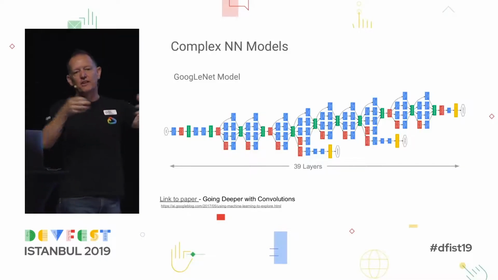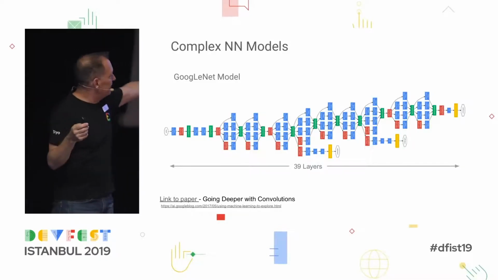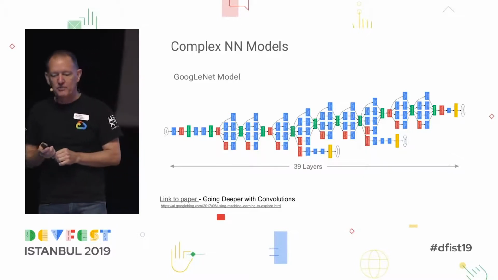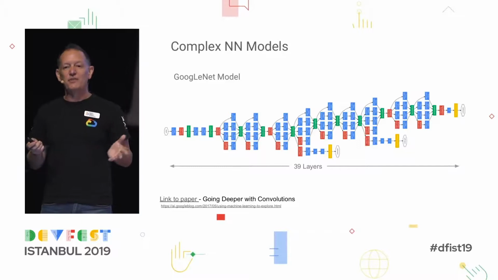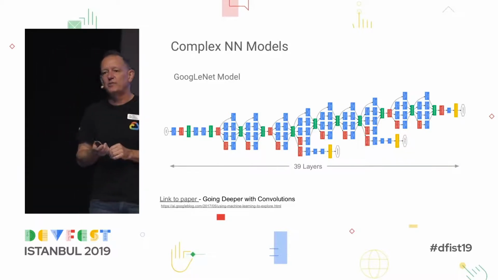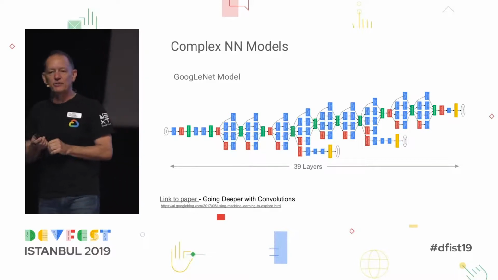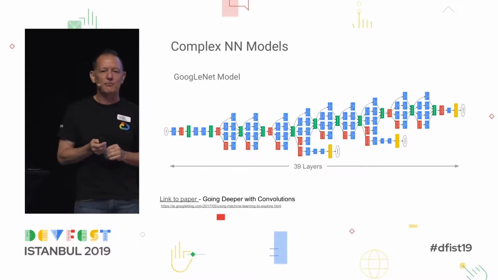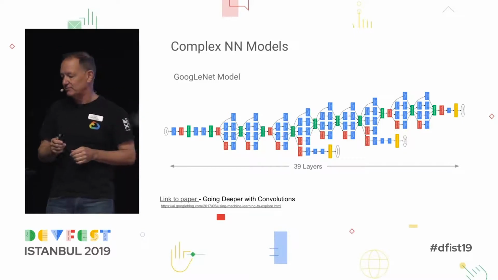So these models can get very complex. This particular model has 39 layers. It was a state-of-the-art image classification model from like 5 years ago. Now the neural network that Google uses for recognizing images is more than 100 layers deep, hand-built by some of the top researchers in the world.